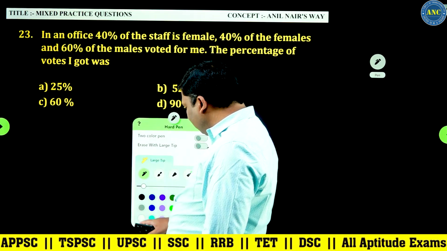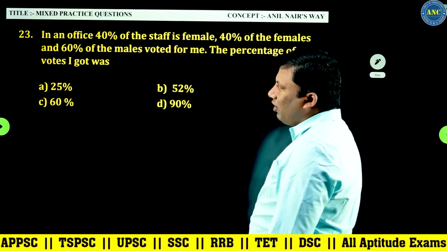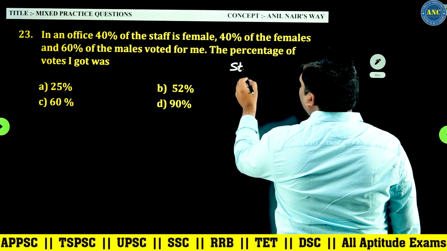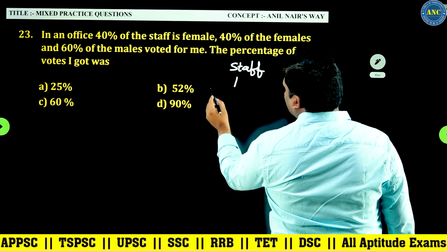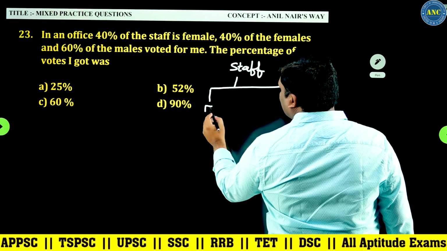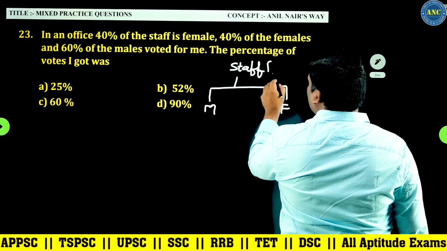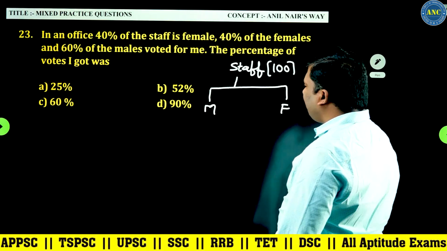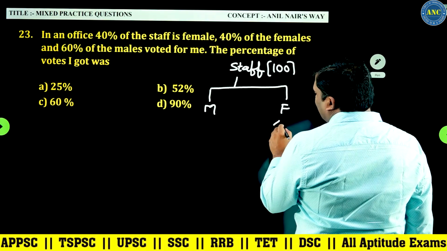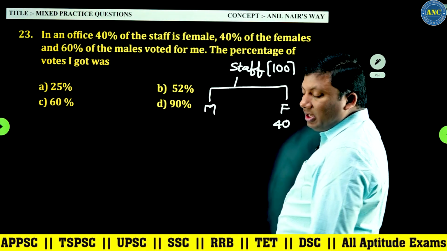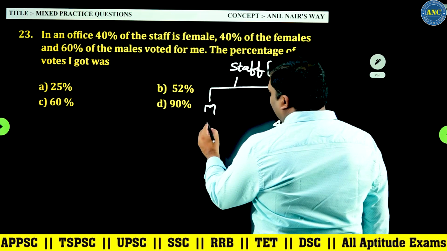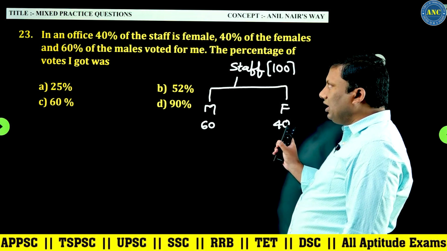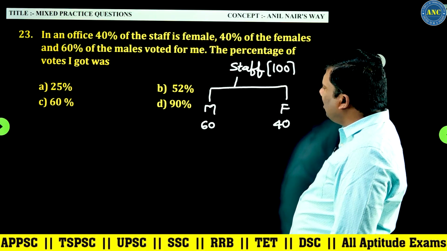23rd question. Read the question. In an office, 40% of the staff is female. So the total staff consists of male and female. If the total staff is 100, 40% of the staff is female. 40% of 100 is 40. Male will be 60. 40% is female, 60% is male.